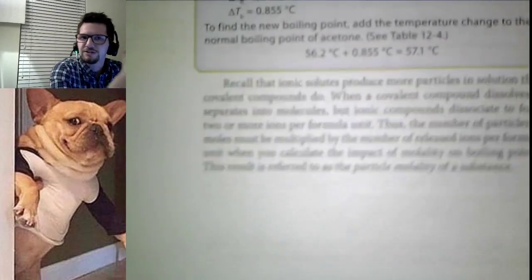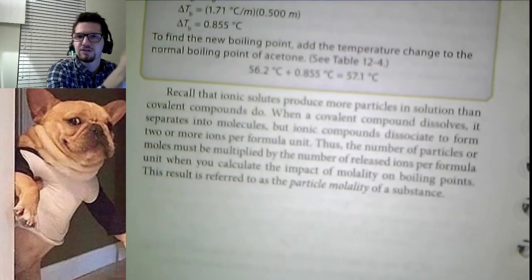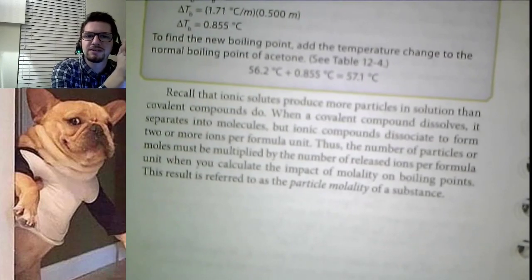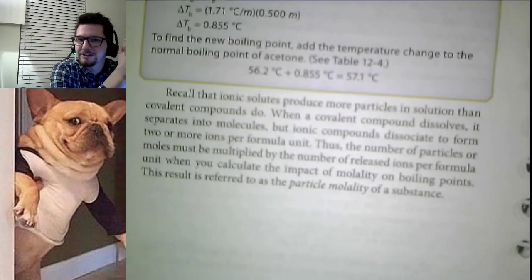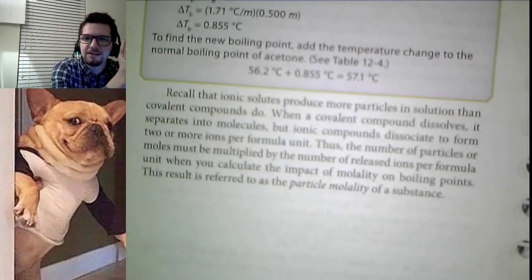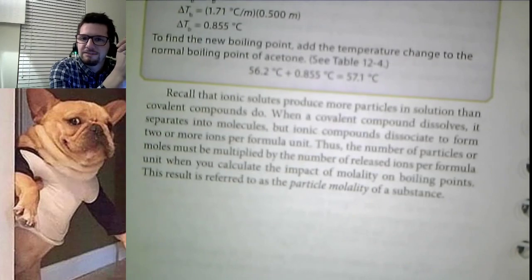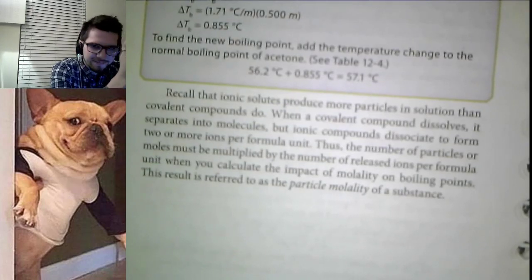Recall that ionic solutes produce more particles in a solution than covalent compounds do. When a covalent compound dissolves, it separates into molecules, big chunks, but ionic compounds dissociate to form 2 or more ions per formula unit. Thus, the number of particles or moles must be multiplied by the number of released ions per formula unit when you calculate the impact of molality on boiling points. This result is referred to as the particle molality of a substance.